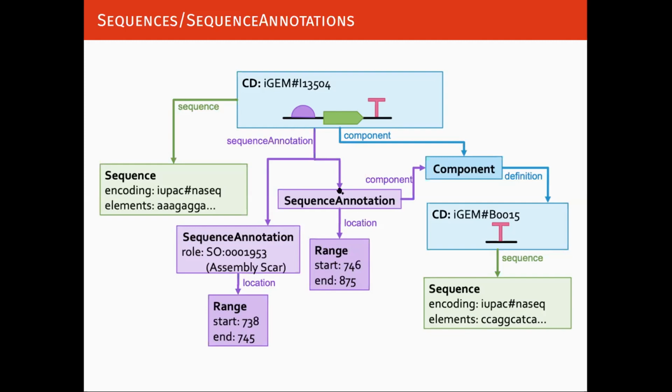Now, as I mentioned, this sequence annotation plays 2 roles in SBOL2. One is to indicate basically the locations of parts, but it also indicates the locations of features. So for example, this sequence annotation says there's an assembly scar at position 738 to 745. So this is just telling me about something on the sequence that I'd like to know about. Does that make sense? Yep. So this is the feature, and this is the part subpart.